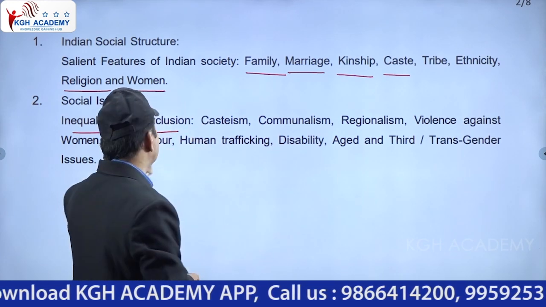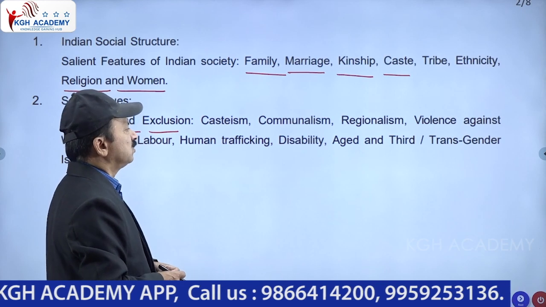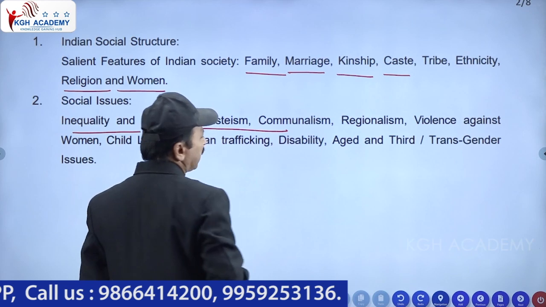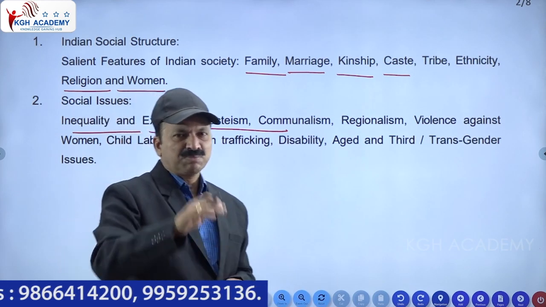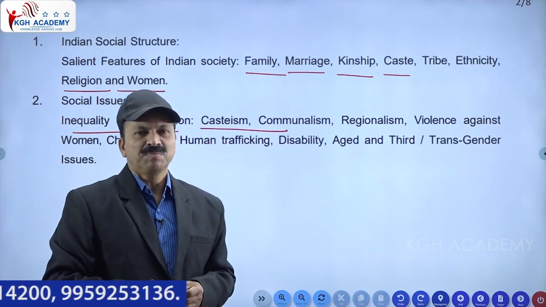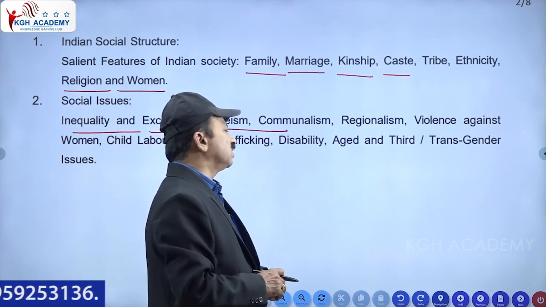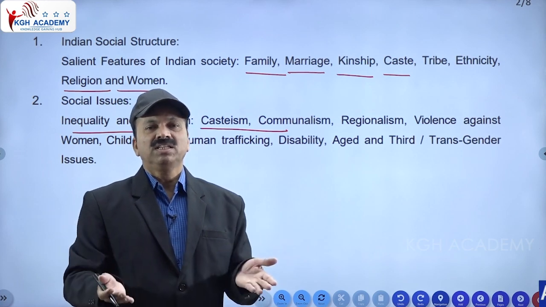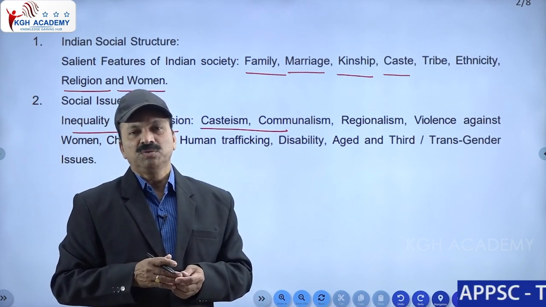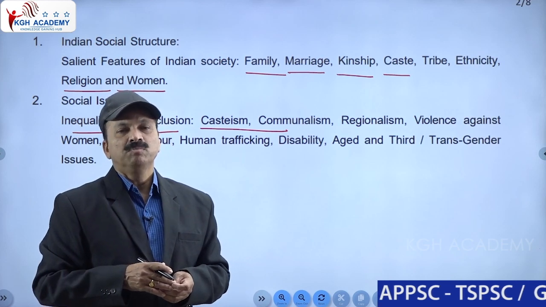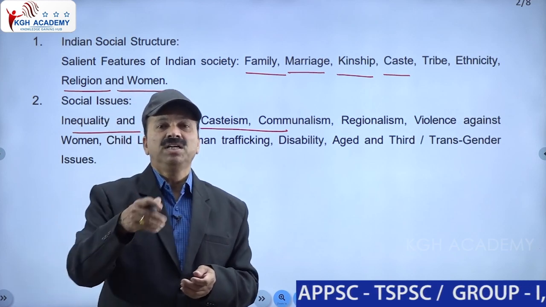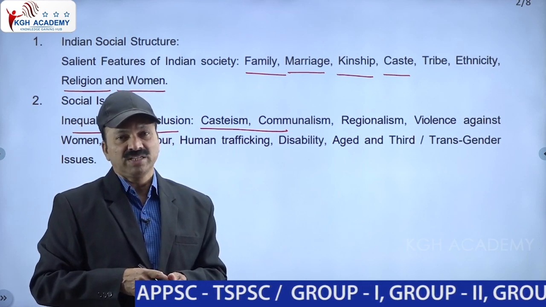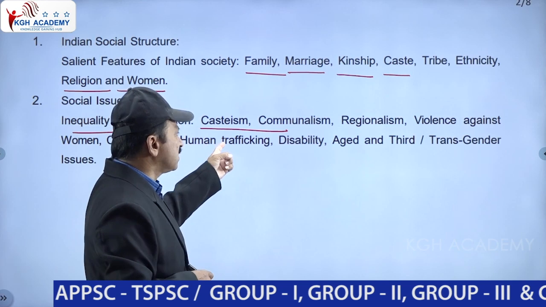So in this inequality and social exclusion, what are these inequalities? One is casteism. In casteism, upper caste people dominated and lower caste people were suppressed. With that, automatically the Karamchedu incident took place in Andhra, you know well. Many Dalit community people were stabbed and killed in the period of N.T. Rama Rao. So that is casteism.